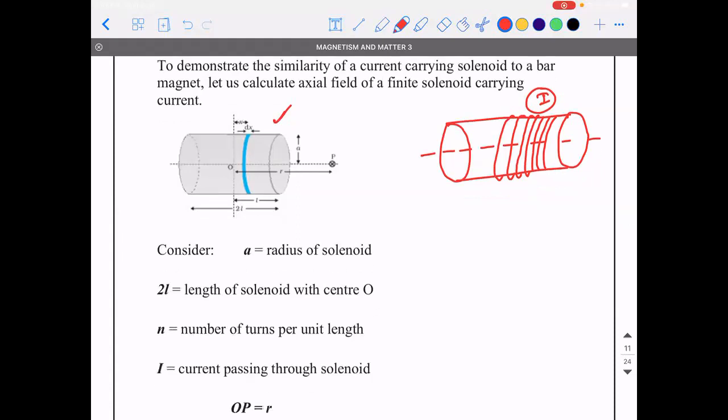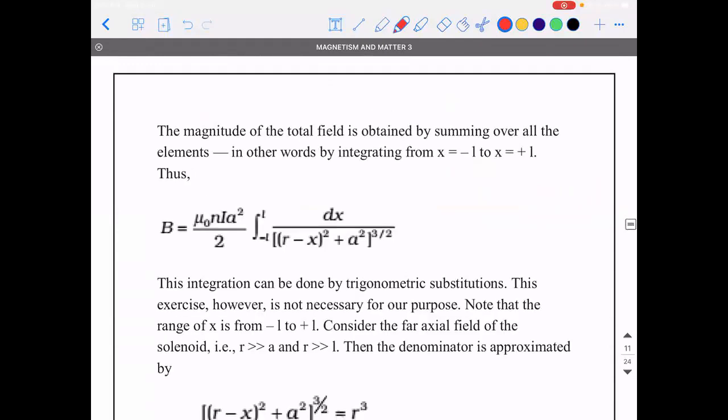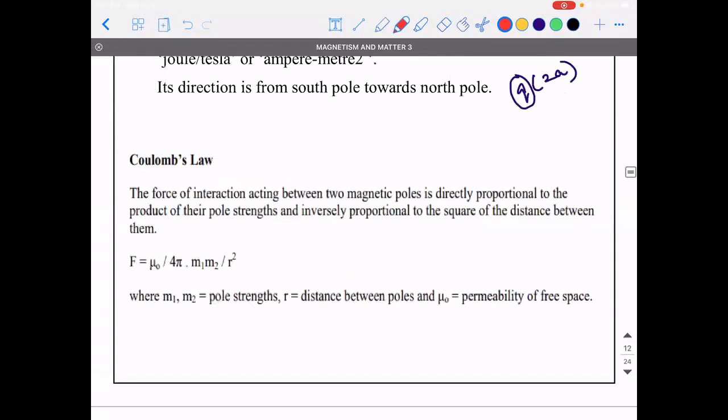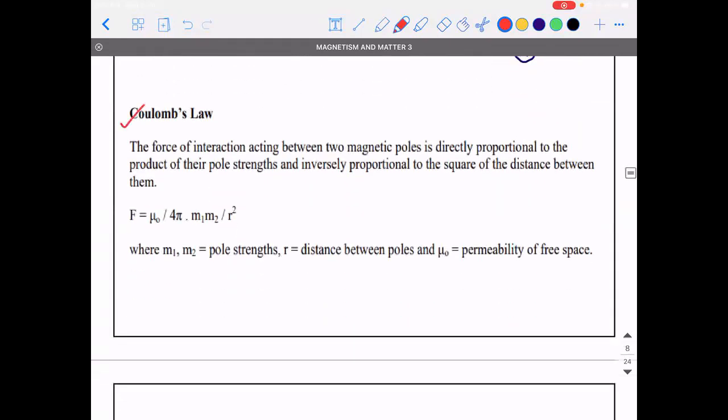Oh, sorry guys, just a minute. Before I explain this concept, it is better I explain Coulomb's law of magnetism. These topics, Coulomb's law of magnetism and all those things, are not given in the textbook. But I will generally explain it because it is easy for you to understand how the other concepts work, how this concept is similar to the concept of electrostatics. So let me explain that part and then we will go to the solenoid as a bar magnet. I'm sorry, we'll start from here.